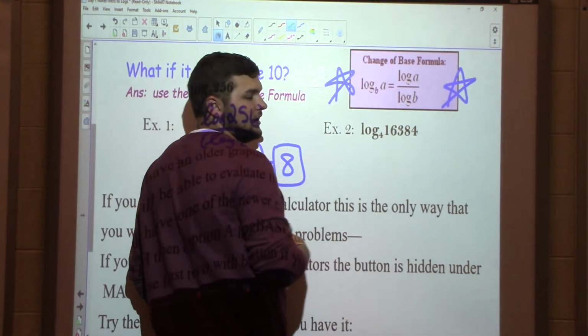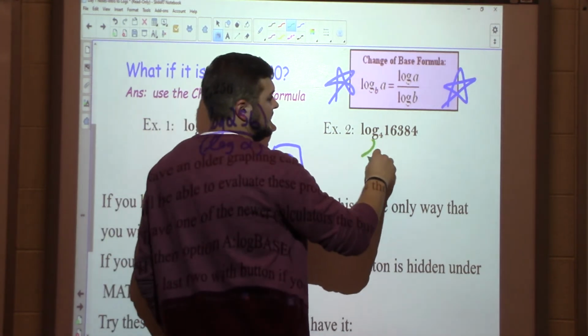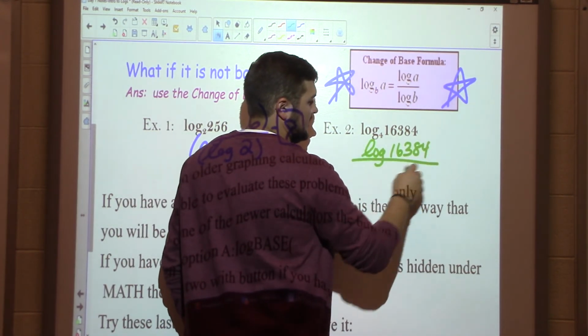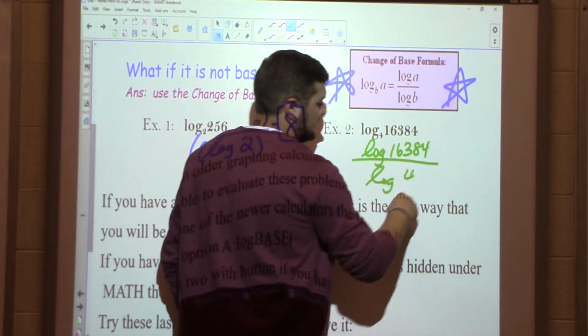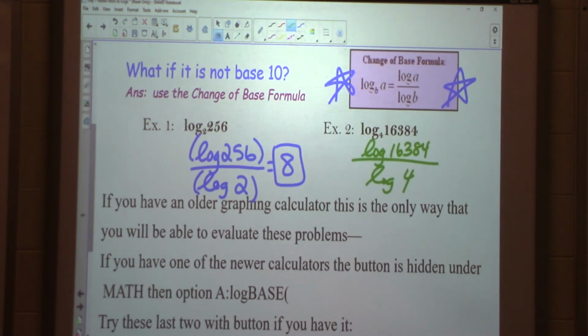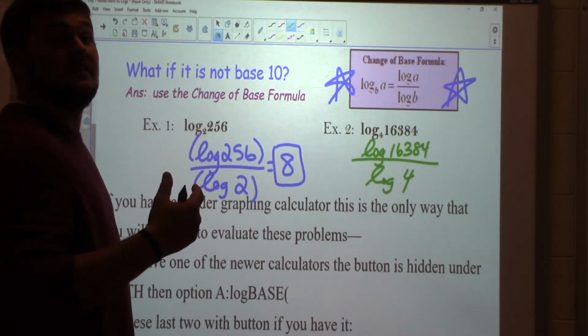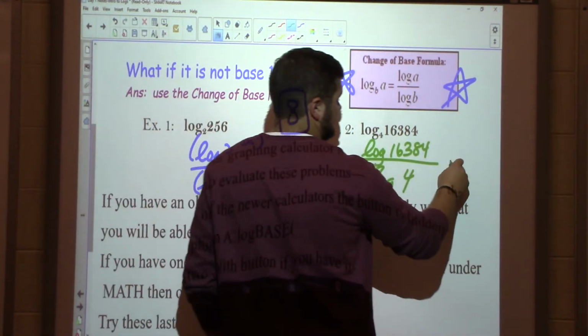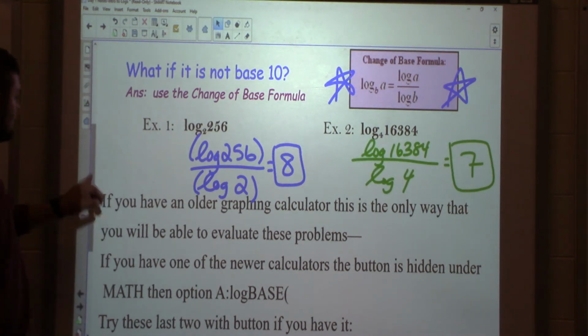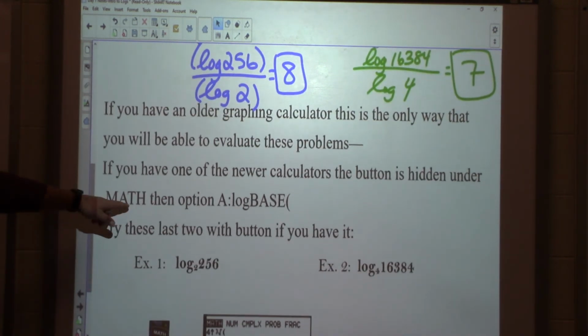Log base 4 of 16,384 is the same as log of 16,384 over log of 4: log of what you're taking the log of over log of your base. What do you get? 7. Good.